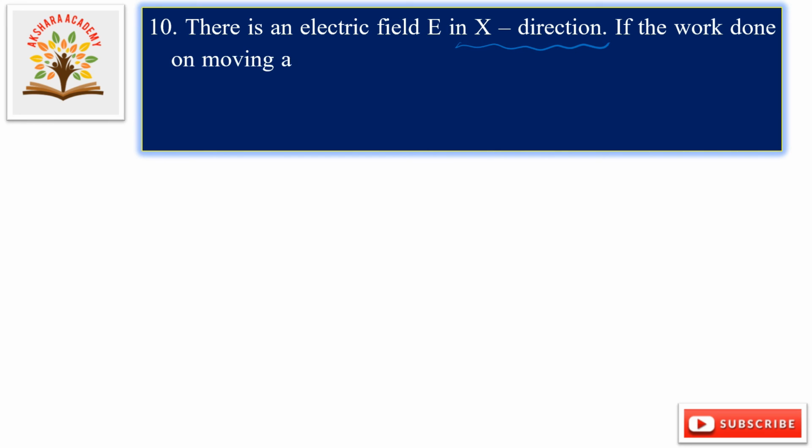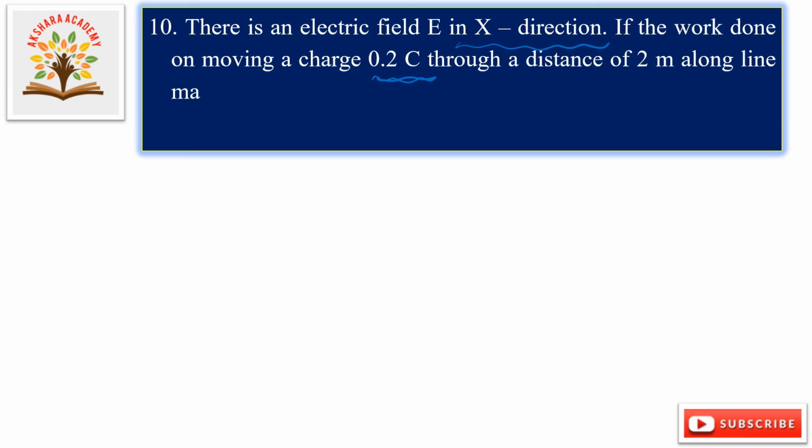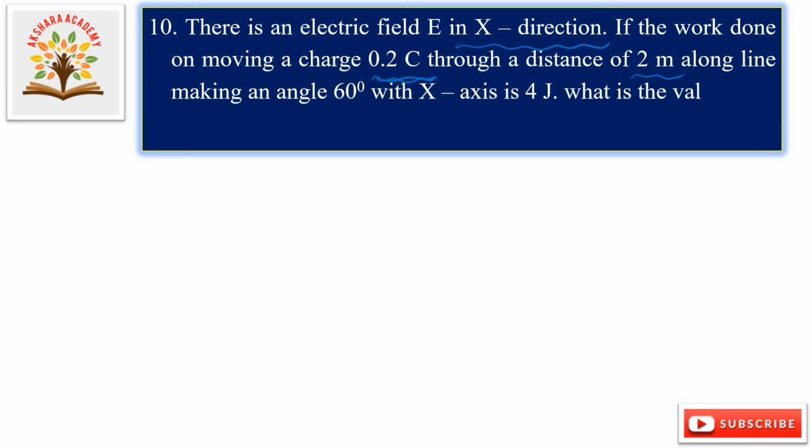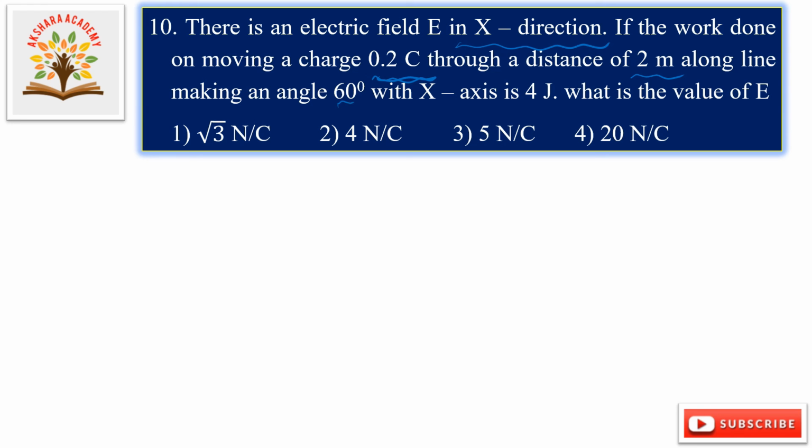There is an electric field E in x direction. If the work done on moving a charge 0.2 coulombs through a distance of 2 meters along the line making an angle 60 degrees with x axis is 4 joules, what is the value of E? Now let us go to the solution.